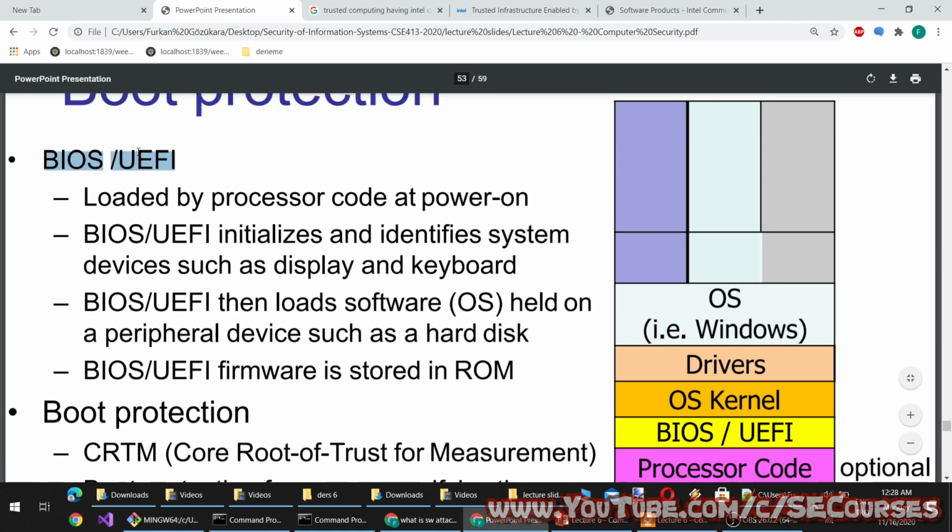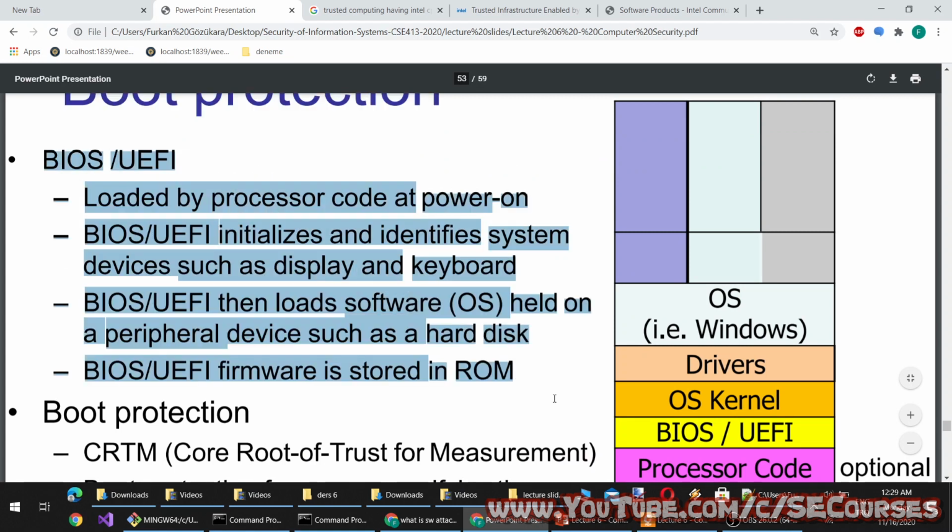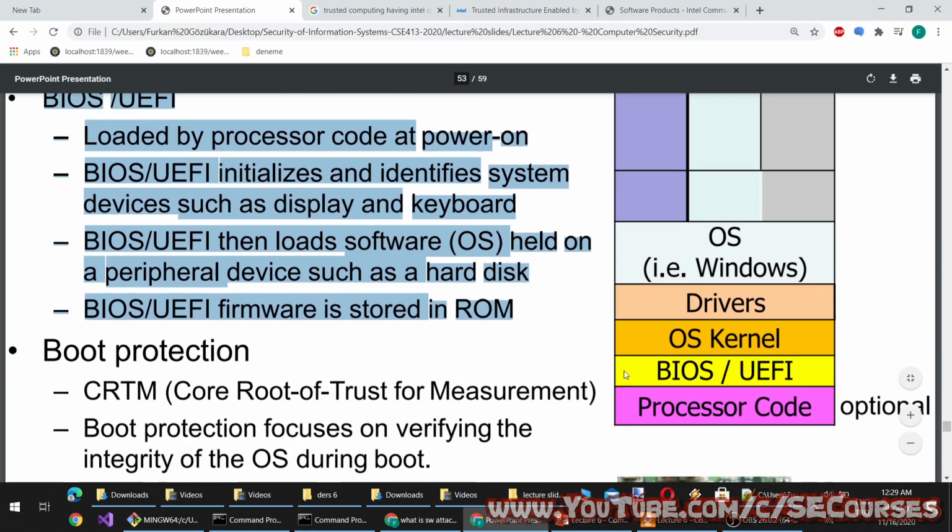Boot protection. The BIOS UEFI is loaded by processor code at power on. The BIOS UEFI initializes and identifies system devices such as display and keyboard. It then loads the software OS held on a peripheral device such as a hard disk. The BIOS UEFI firmware is stored in ROM.